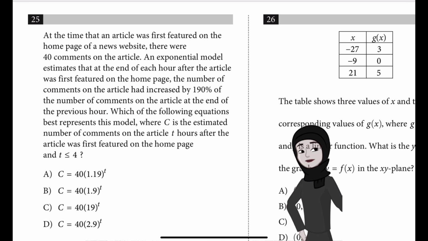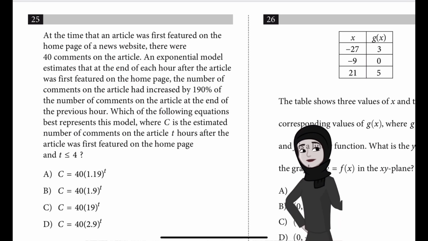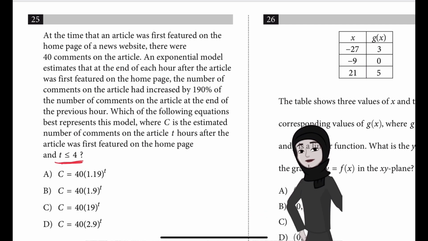Which of the following equations best represents this model, where C is the estimated number of comments on the article T hours after the article was first featured on the home page and T is less than or equal to 4? So basically T is less than or equal to 4 means this equation is valid for 4 hours.